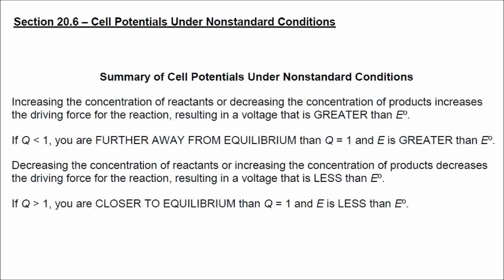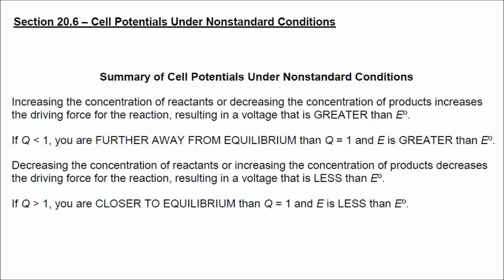So let's summarize the cell potential under non-standard conditions. Again, this is not using the Nernst equation, but rather talking about Q and whether or not we are closer to equilibrium or farther away. If we increase either the concentration of reactants or we decrease the concentration of the products, this will cause the driving force to increase and the voltage will become greater than under standard conditions. So what happens under those conditions is that Q becomes less than 1 and you are further away from equilibrium than Q equals 1, your voltage becomes greater than the standard voltage.